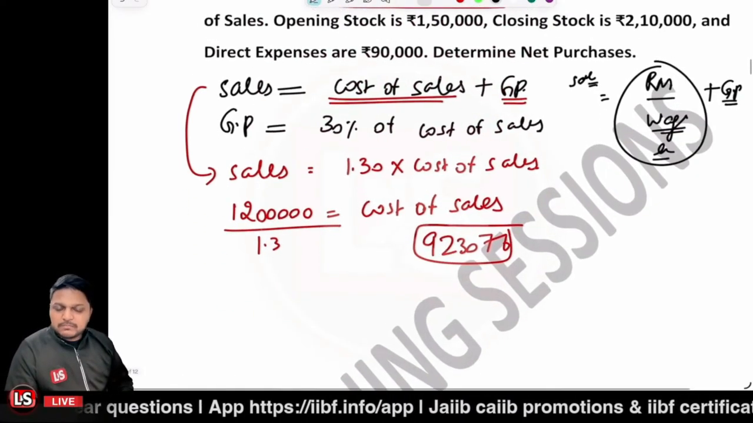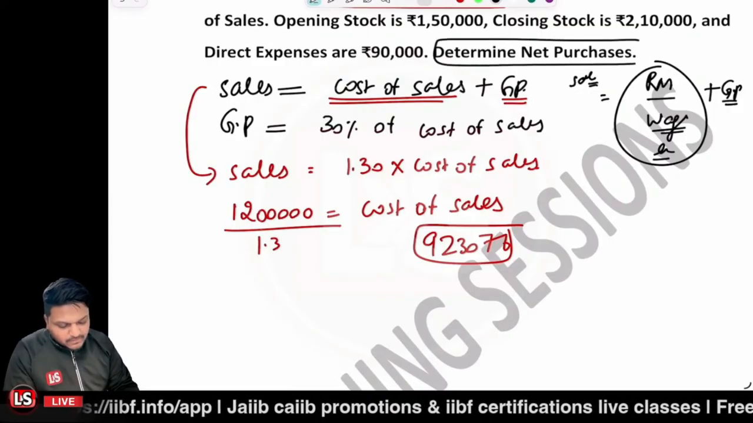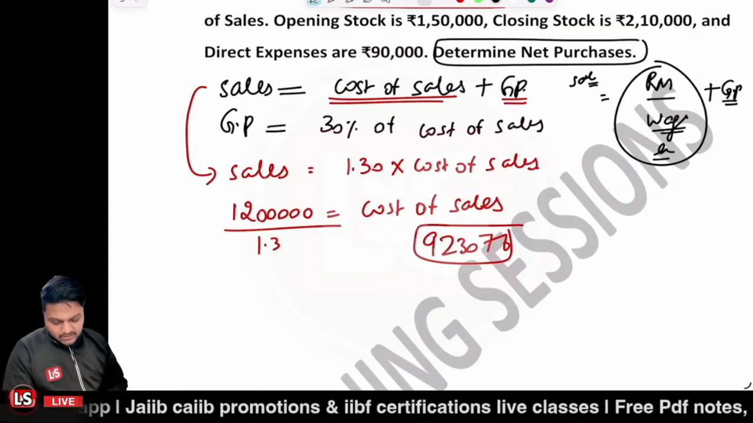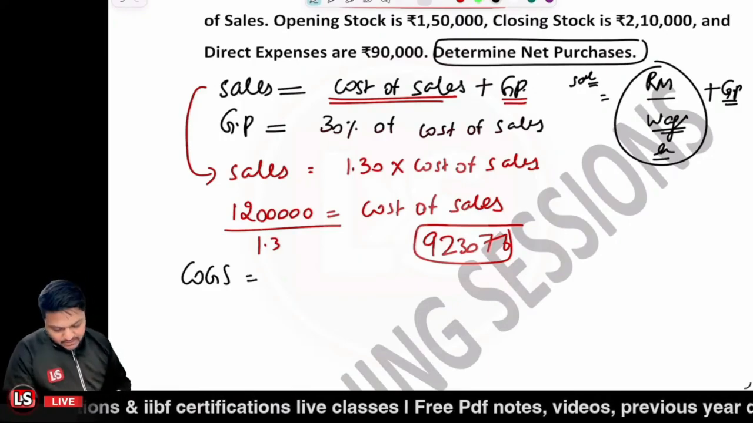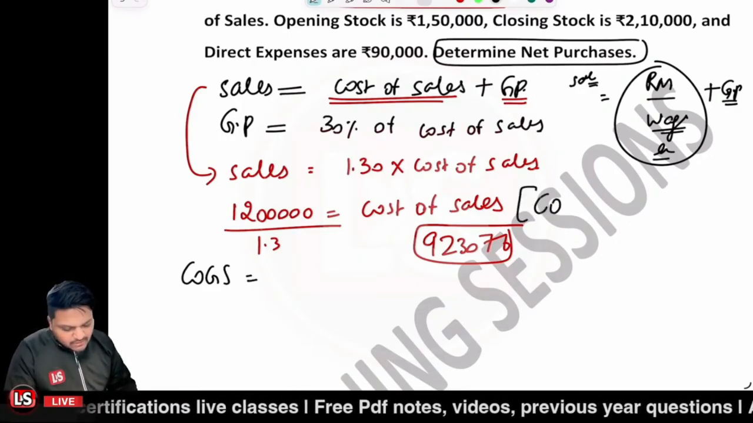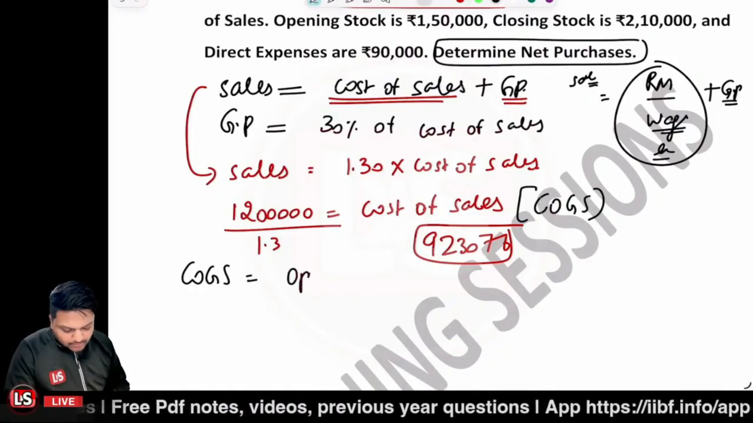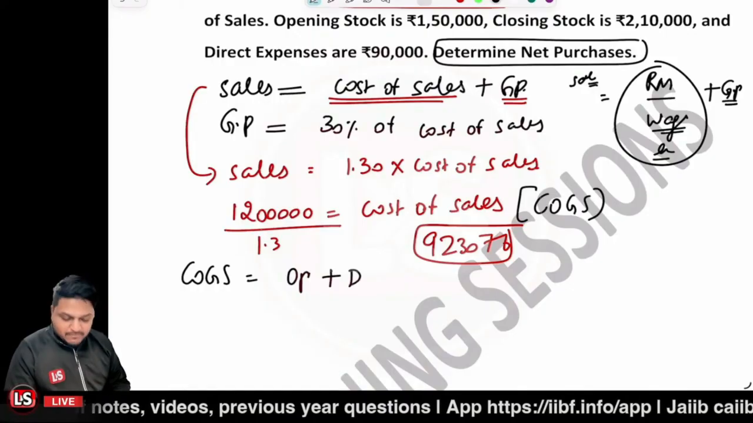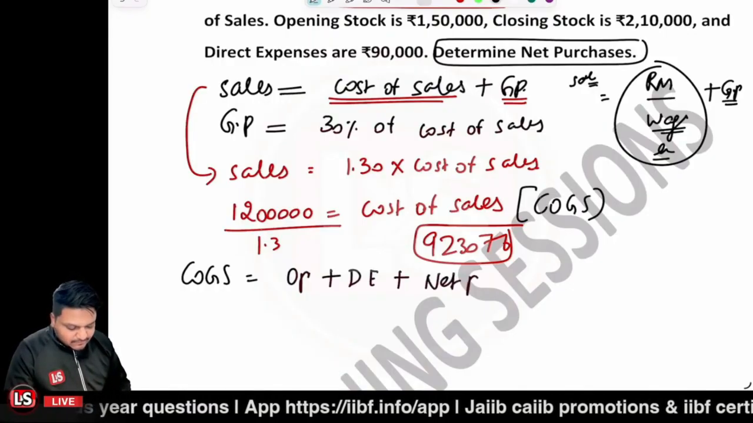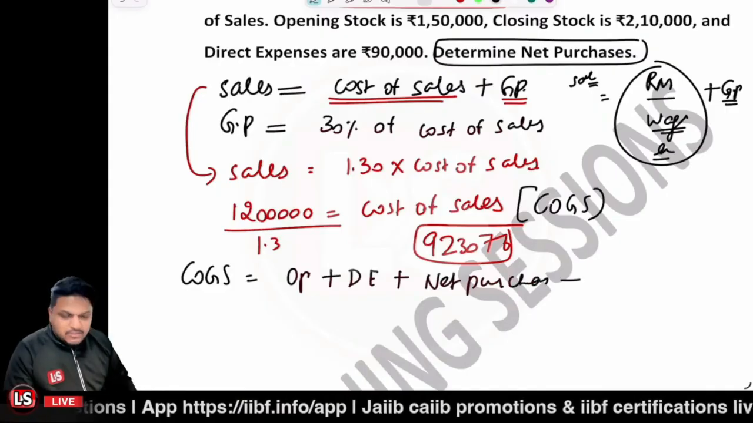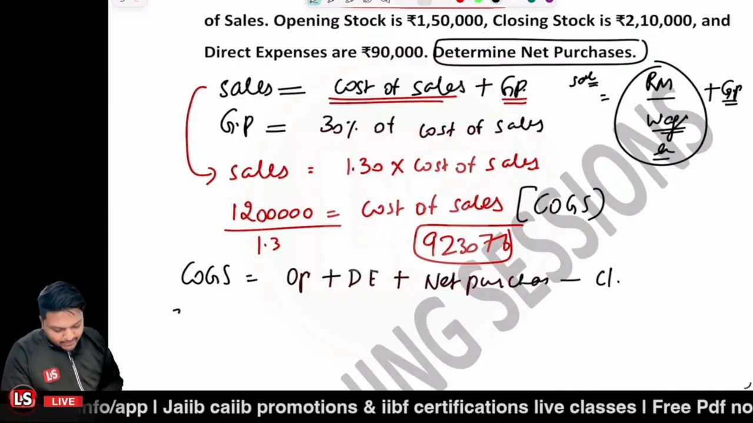Now we have to use the COGS formula because we were to determine the net purchases. And what was the COGS formula, if you remember? We just calculated cost of sales, means COGS, already. The formula was opening stock plus direct expenses plus net purchases minus closing stock. Now, you already know COGS.